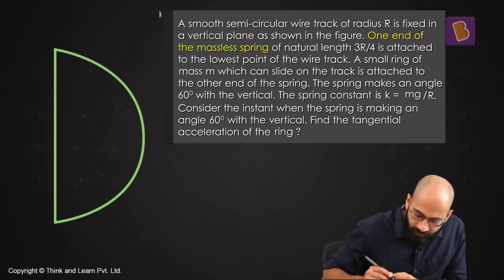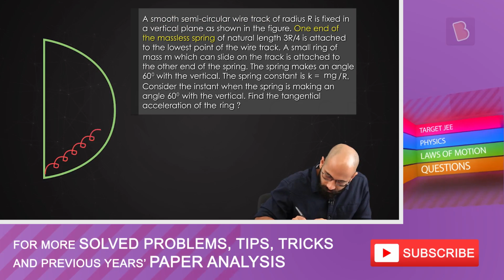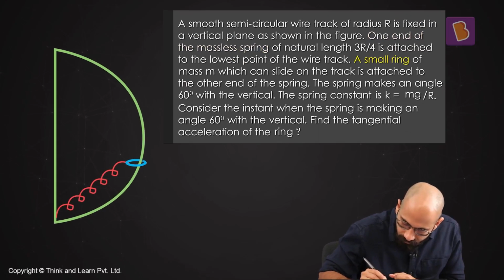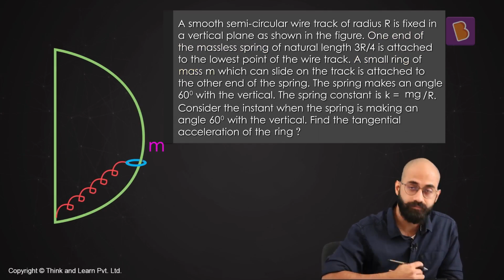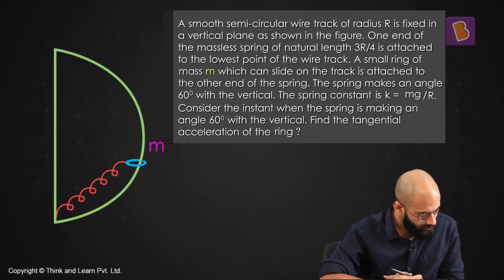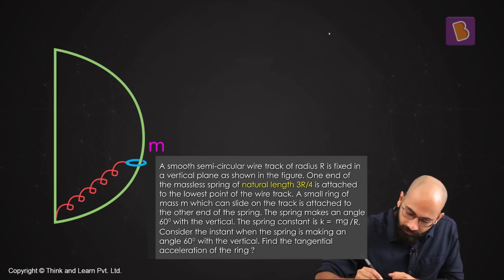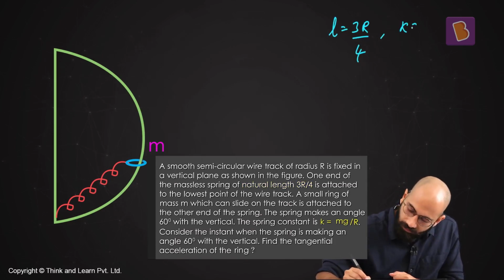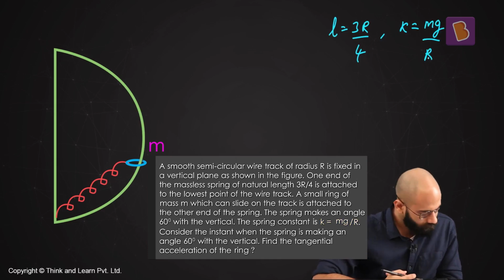Now, one end of a massless spring is attached like this, and there is a ring over here attached to this point, and the mass of that ring is m. This is what is given to us, okay? What else? It's also told to us that the natural length of the spring, let's say L, is 3r/4, and the spring constant K is mg/r. Okay, that's it.